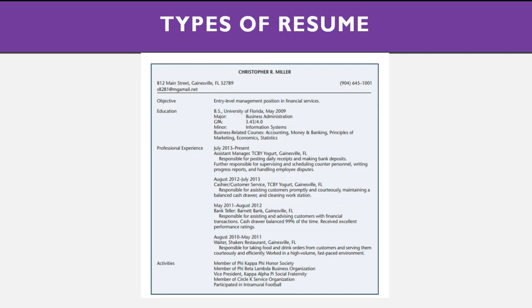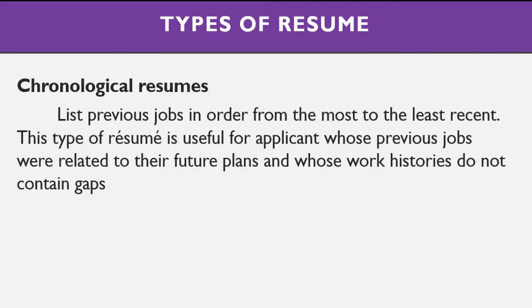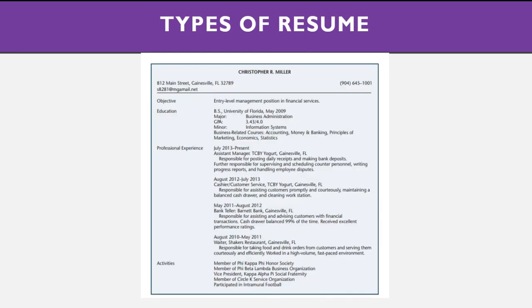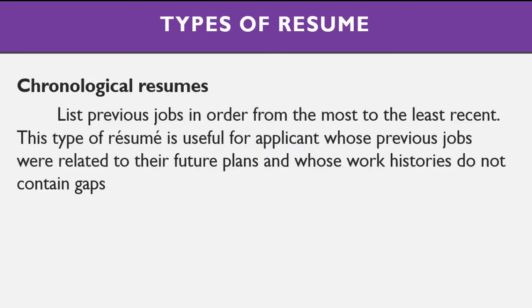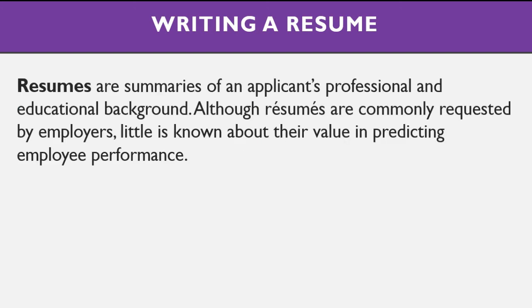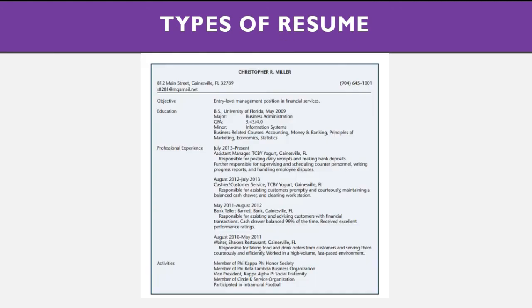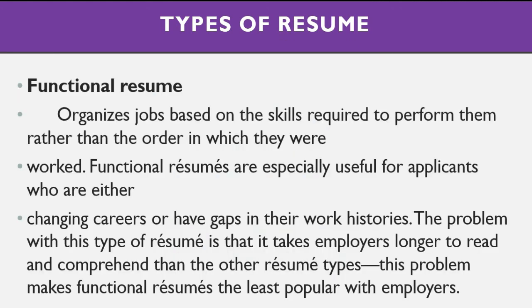Okay, this is an example of what? Of course, it has an objective and education here. It could be an example of a chronological resume. Because, it says here, least recent. Okay, jobs. Mhm. The summary of educational background, that's the other one. Mhm.